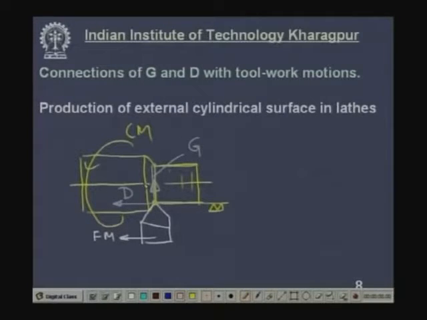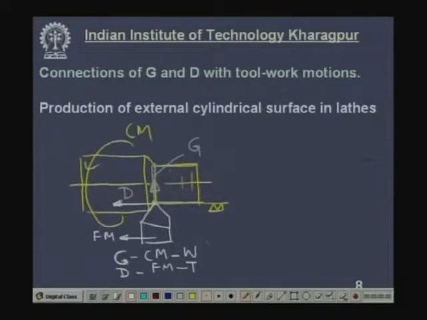Now, here you observe that the generatrix is obtained from the cutting motion. So, generatrix is connected with the cutting motion, which is imparted to the job work, whereas the directrix is connected with the feed motion, imparted to the cutting tool. So, this is the indication of how these generatrix and directrix are connected with the tool and work as well as cutting motion and feed motion.